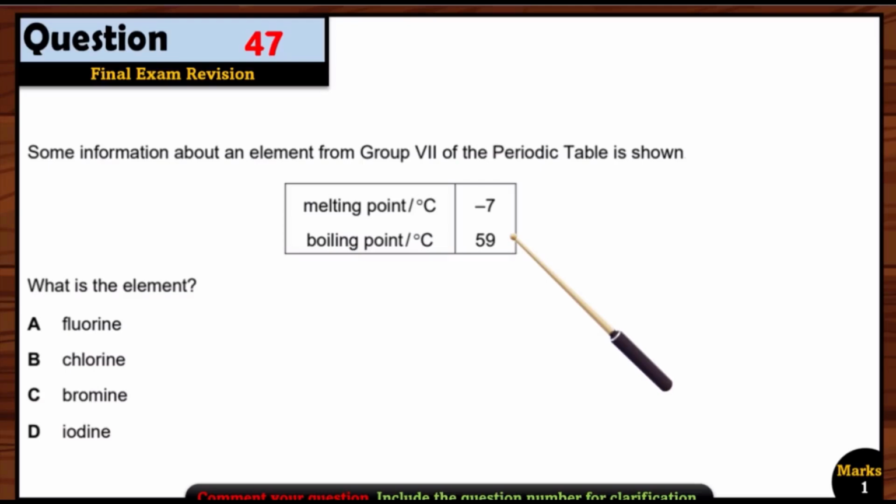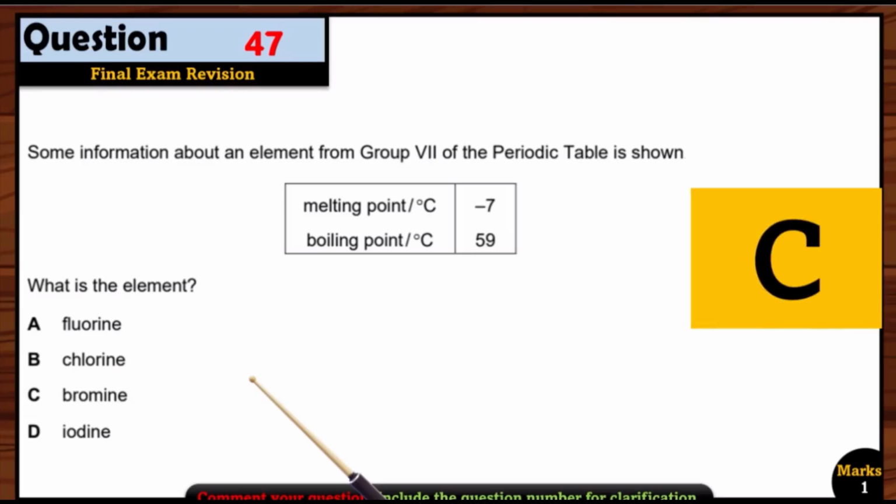So it means, whereas the melting point is less than the room temperature, it means it is a liquid. So which one of them is a liquid? That of course is C. Option C is the right option over here, that is bromine.